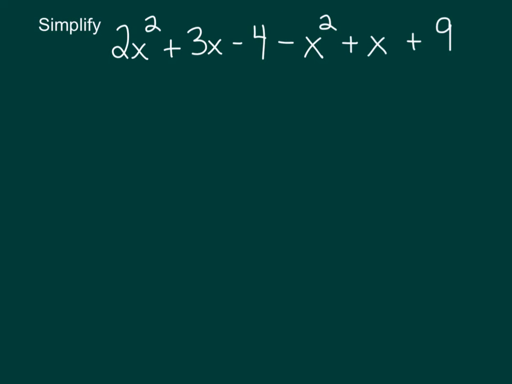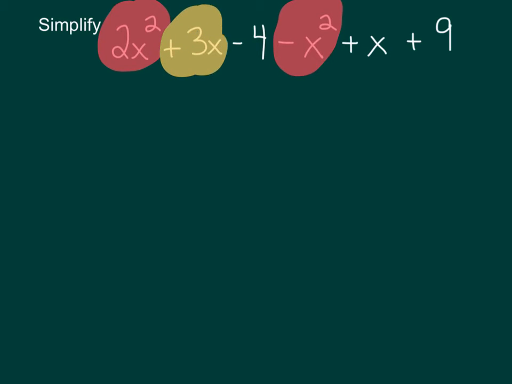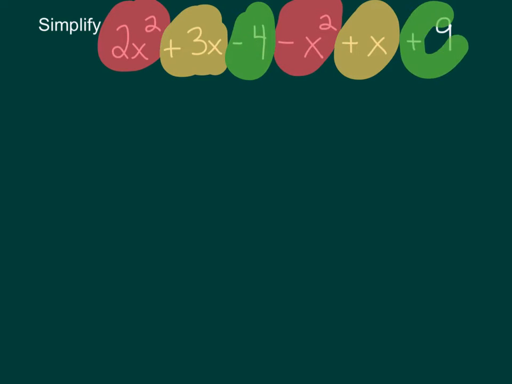All right, we got a bigger problem: 2x squared plus 3x minus 4 minus x squared plus x plus 9. One thing that I like to do is put like terms in color. So there is a 2x squared, there's an x squared. There's a 3x, there's an x. And then there's a minus 4, there's a plus 9. So I wanted to put my like terms in the same color blob, if you will.